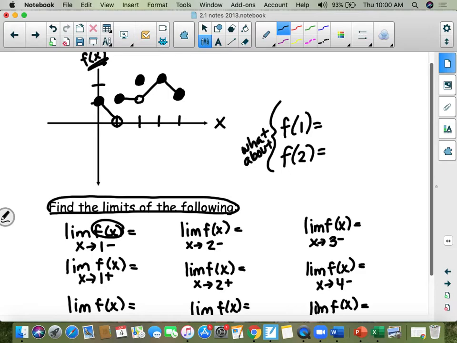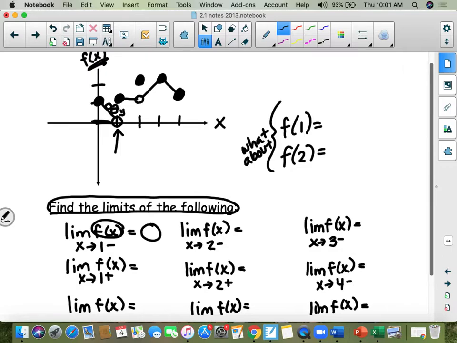Well, here's 1, you guys. That's x equals 1. And we're approaching it from the left side. Well, isn't this the left side of 1 right here? If I took a car and approached that open circle from the left, with that car coming towards that 0, isn't the intended y value 0?